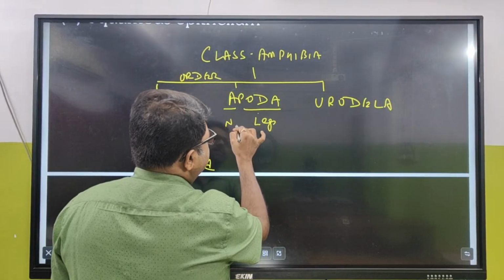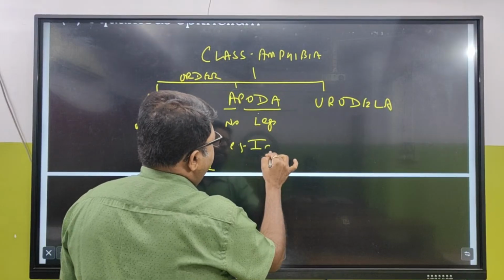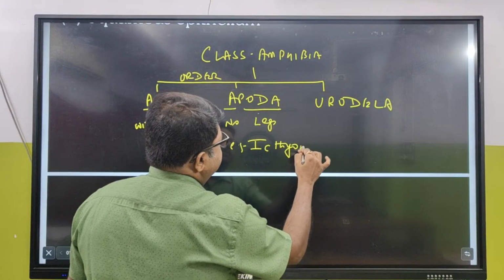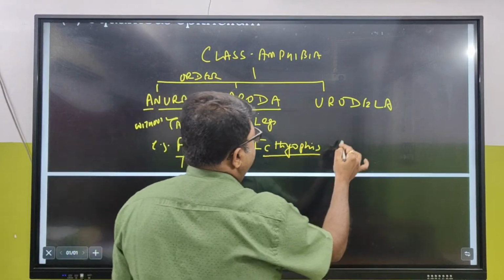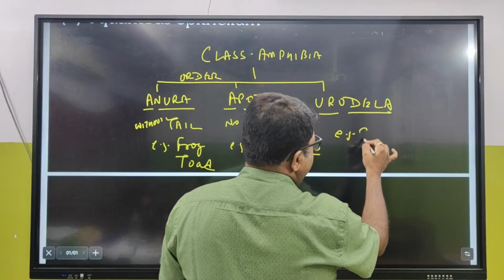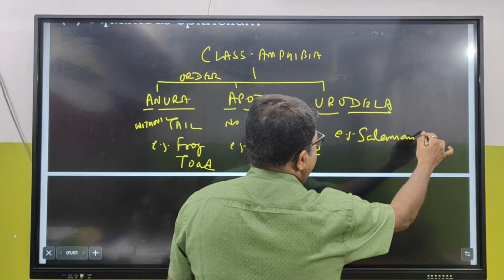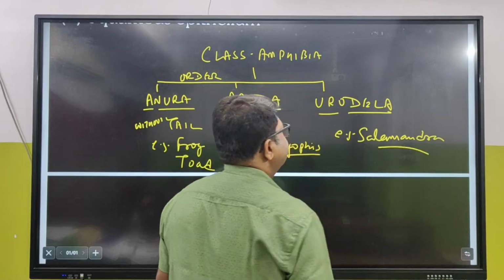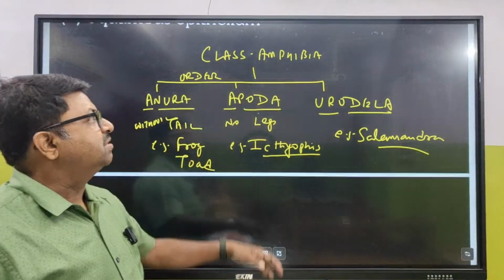Apoda. A is without, poda means legs. So no legs. Example, Ichthyophis. And Urodela, they have got tailed amphibian. Example, Salamandra. Clear? So this is about amphibians.